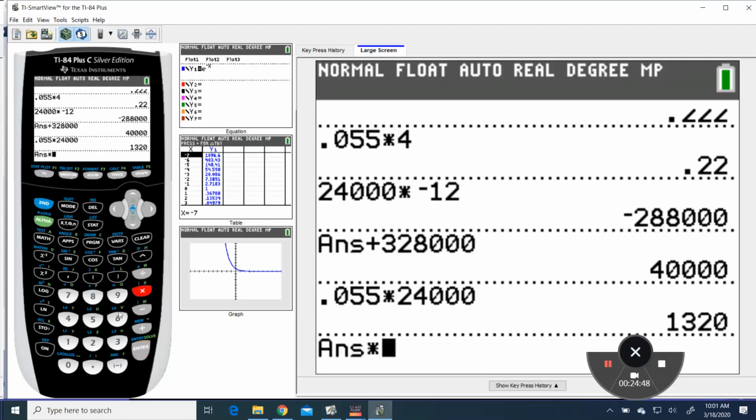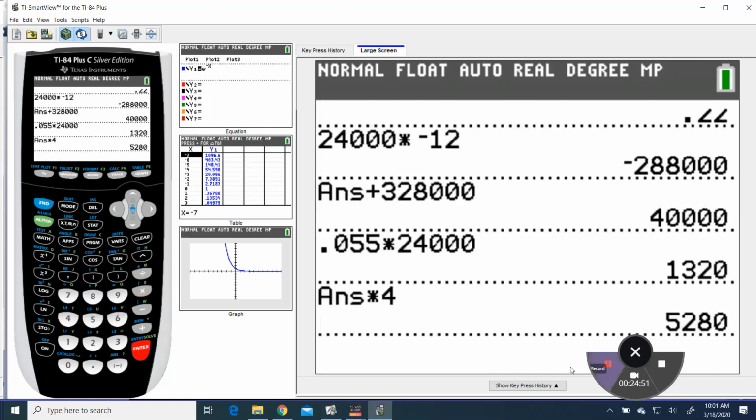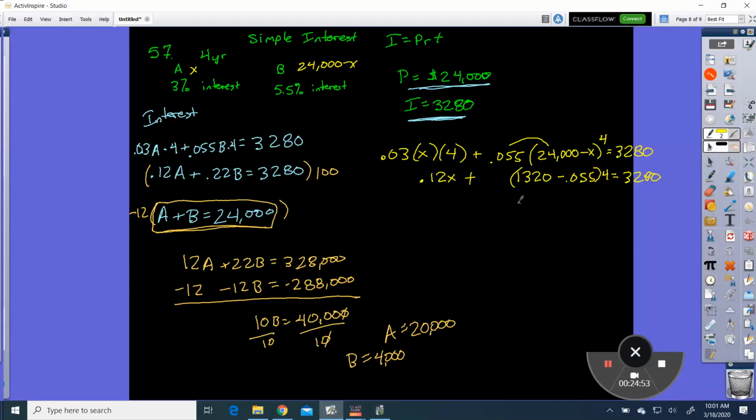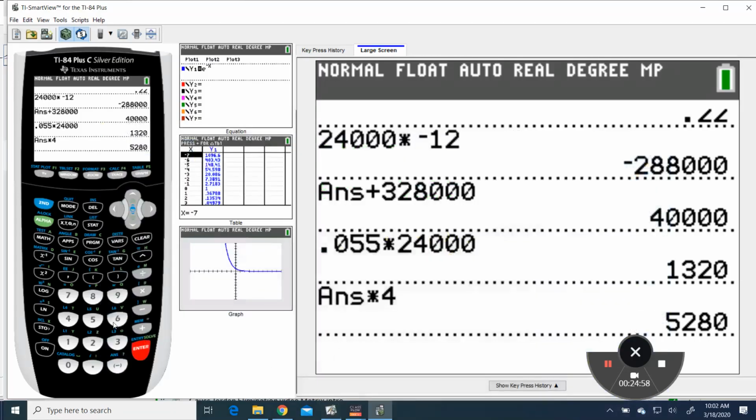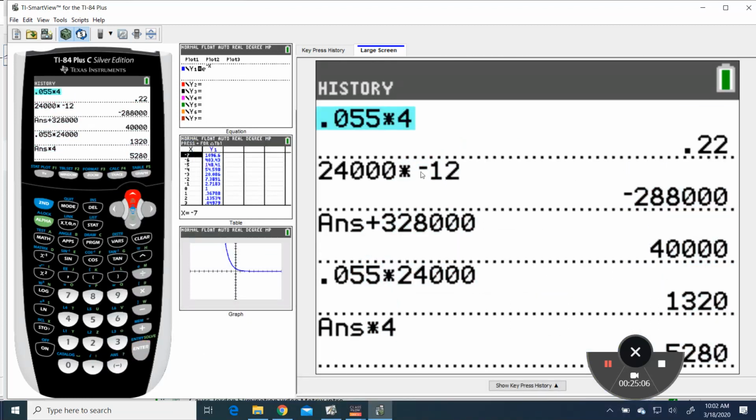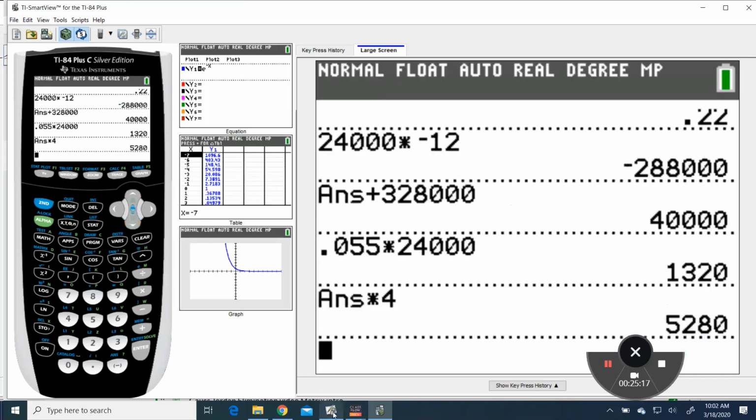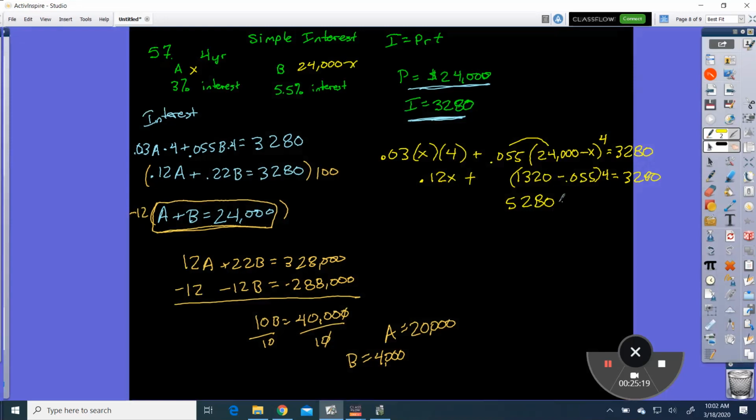So now 1320 times 4. That's why I didn't do it before. I wanted you to see where I was getting it from. It's 5,280. And then 0.055 times 4. We've already done that before. If you want to scroll up, you can see what it is. Or you can just do it again. 0.055 times 4 is 0.22. So this is minus 0.22x. I forgot to put that x with that.